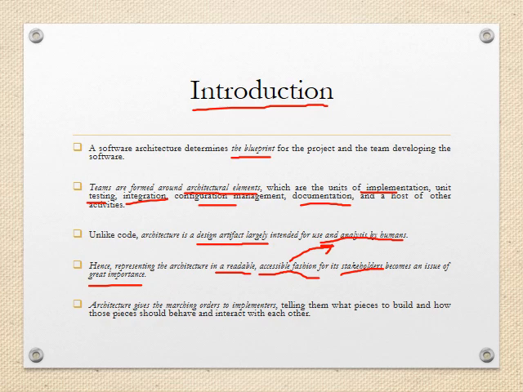Architecture gives the marching orders to implementers. So it will be their guidance, for the people who implement the system. It tells them what pieces to build and how those pieces should behave and interact with each other.